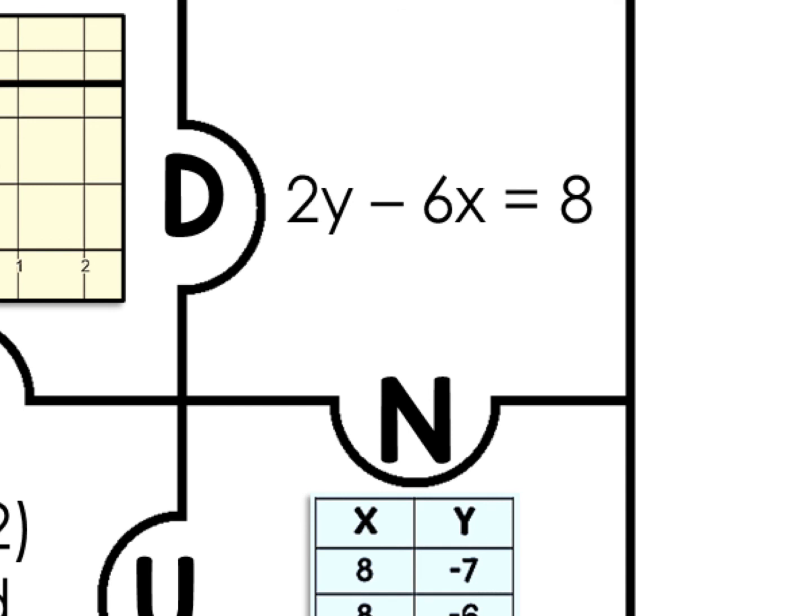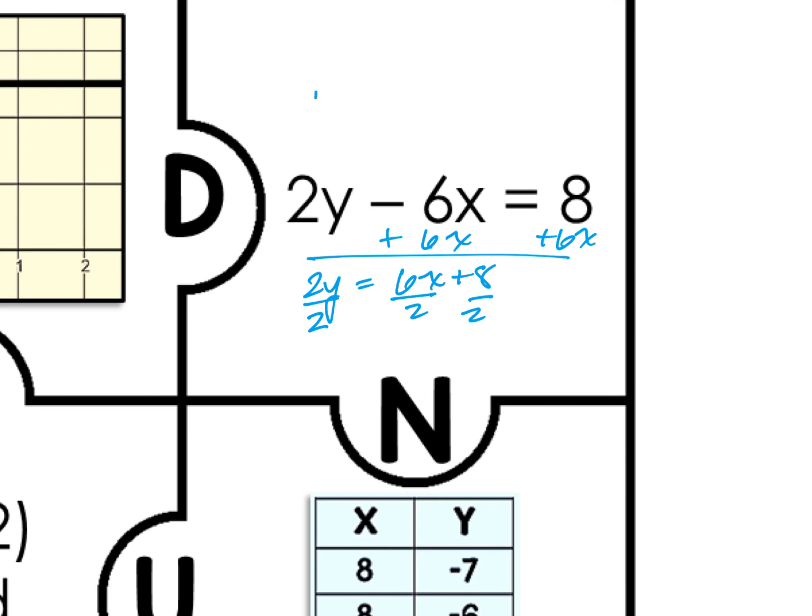So what do I need to do first to get y by itself? I need to move the x. So what am I going to do to move the x? Add 6x. So I get 2y equals 6x plus 8. And then what am I going to do? Divide by 2. And I divide by it everywhere. So y equals 6 divided by 2 is 3x, and 8 divided by 2. So what's my slope? 3. It's this one right here. Now I've got 2 cards done.